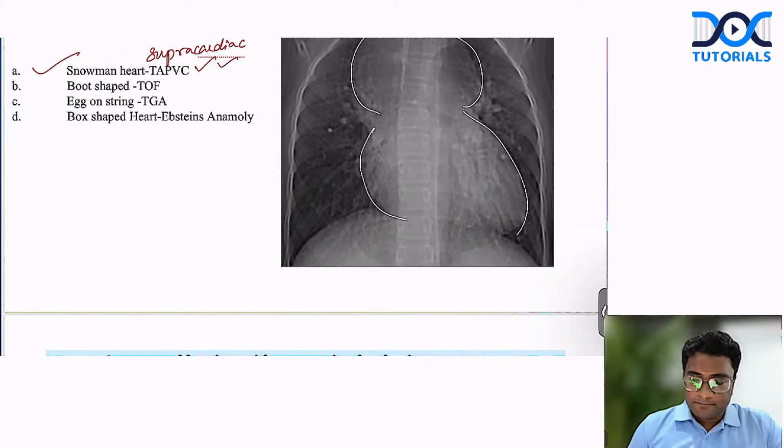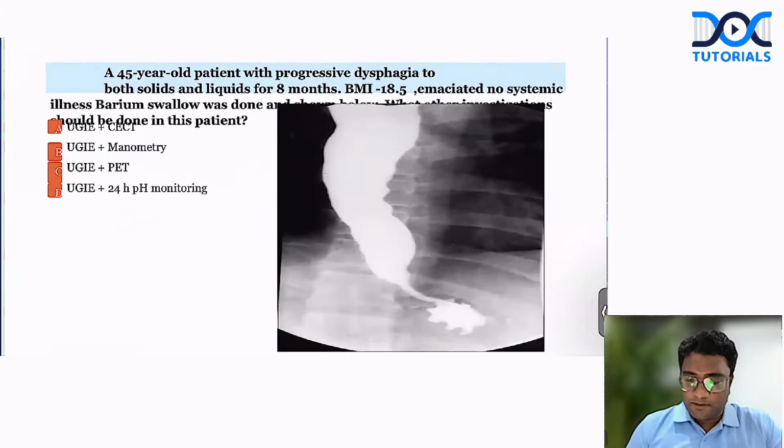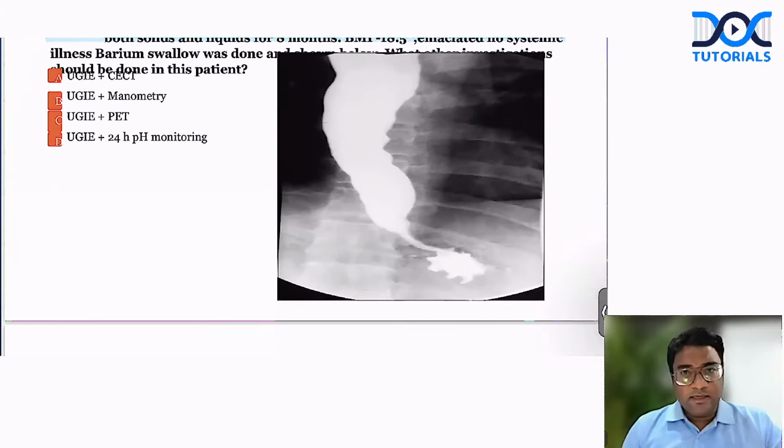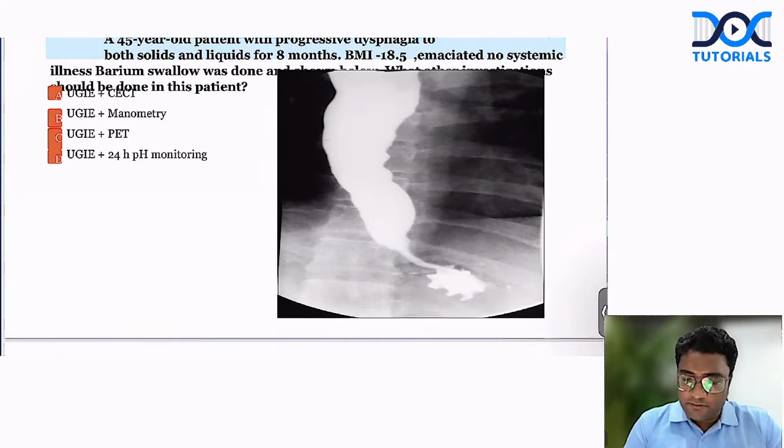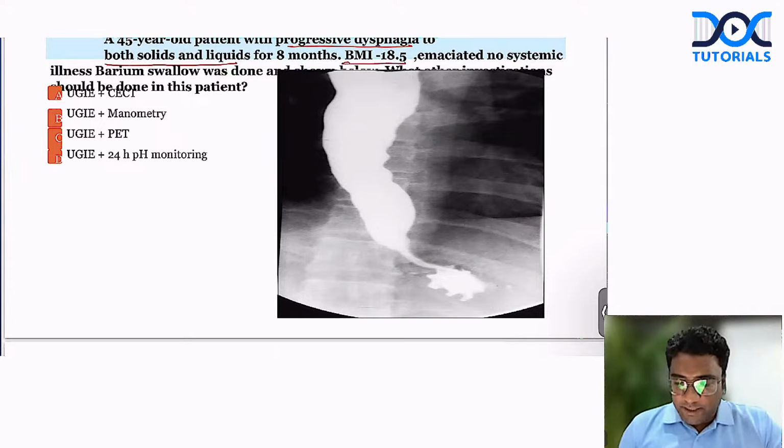Okay. Then another question. A patient is having progressive dysphagia both for solids and liquids, and he has a BMI of 18.5. He has no systemic illness. The barium swallow is done and is shown. What should be done in this patient?